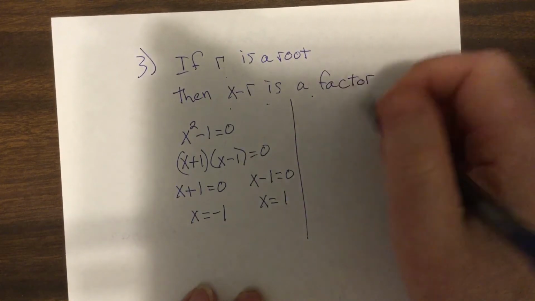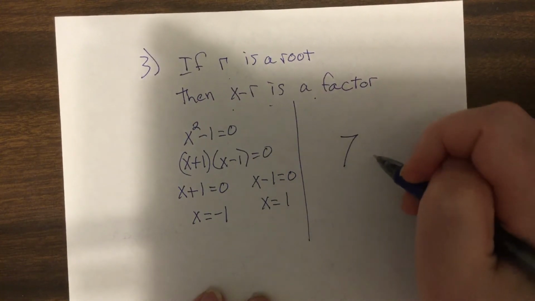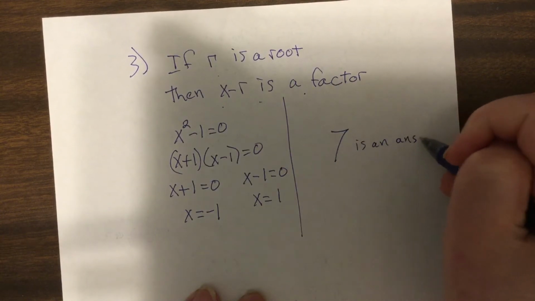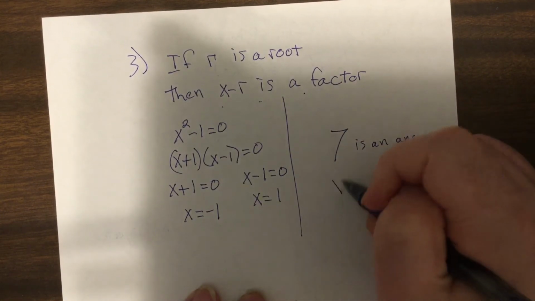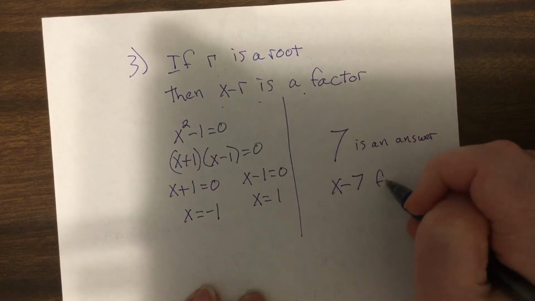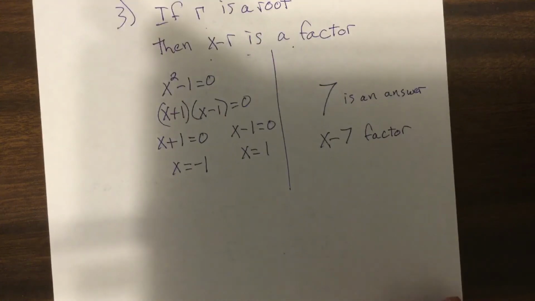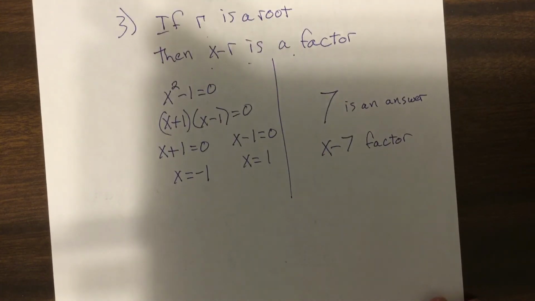So if I tell you 7 is an answer, then x minus 7 has to be a factor. Has to be.